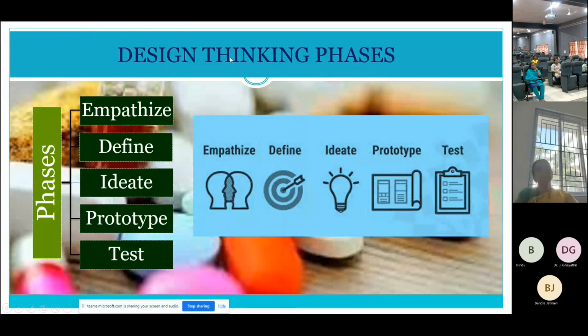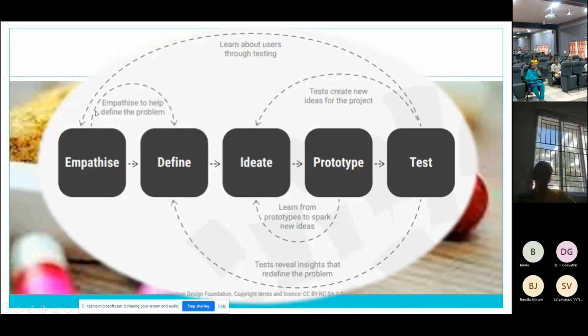So ideation is one of the phases of design thinking. What you are doing is, first you are empathizing, you are understanding the problem, then you are defining the problem, then you are doing your ideation. You have defined the problem. Now you are very clear about your problem, what the solution is that you have to give. So for that solution you are going for the ideation. Then you are going for the prototype, then you are testing it. So first you are empathizing, defining, ideating, prototyping, and testing.